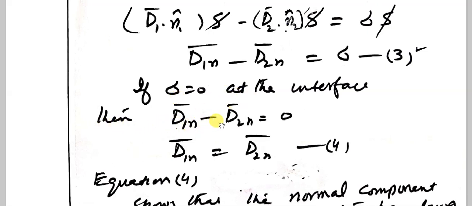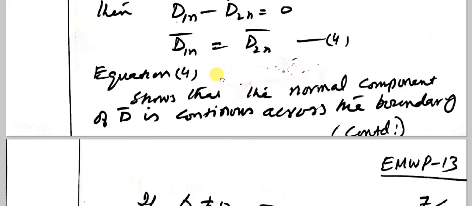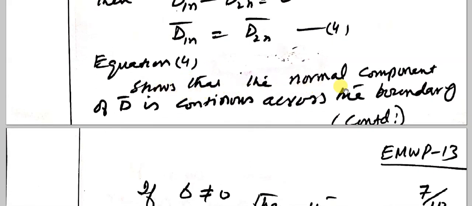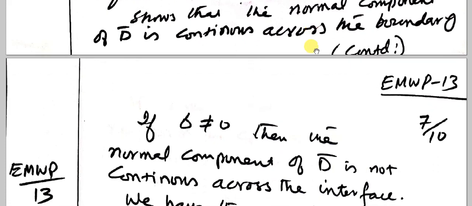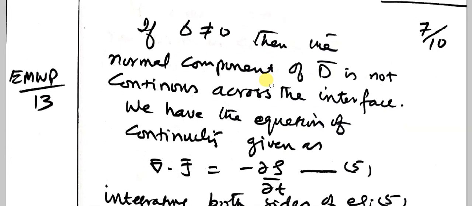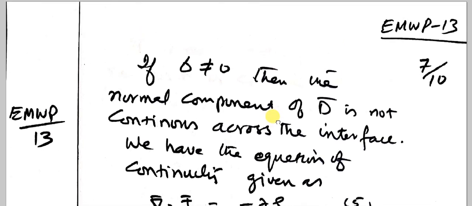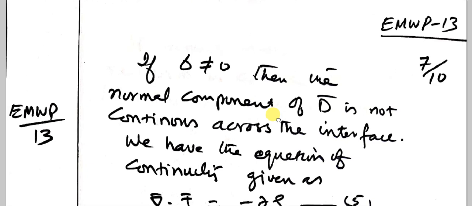This equation 4 shows that the normal component of the displacement field vector is continuous across the boundary. Now if sigma is not 0, there might be a chance that it could be a dielectric which is polarized at the interface, or it is having free charges. Then the normal component of D is not continuous across the interface.